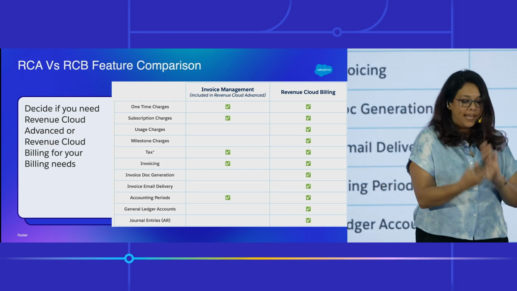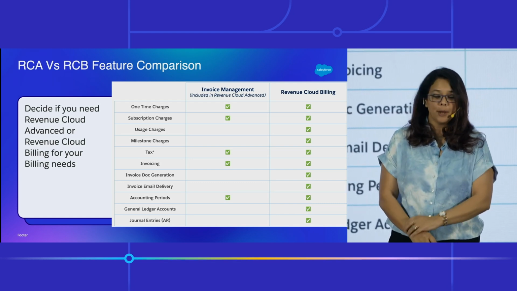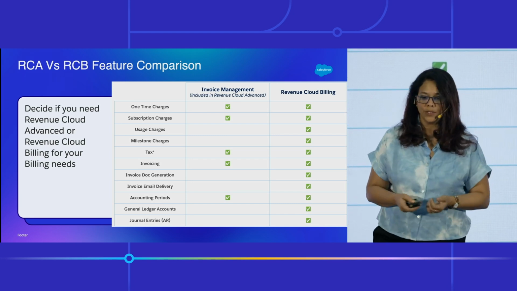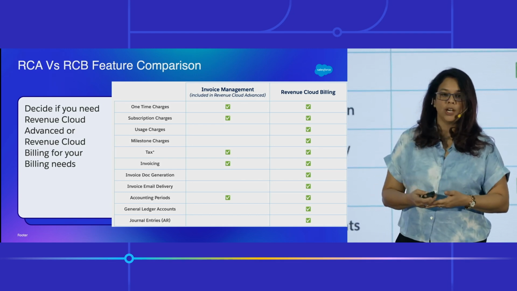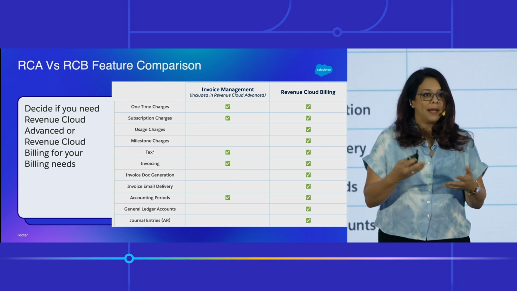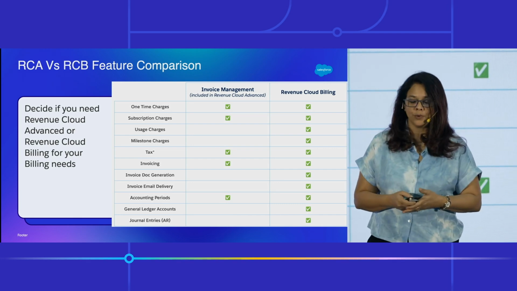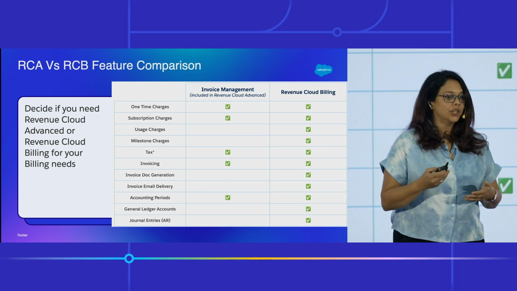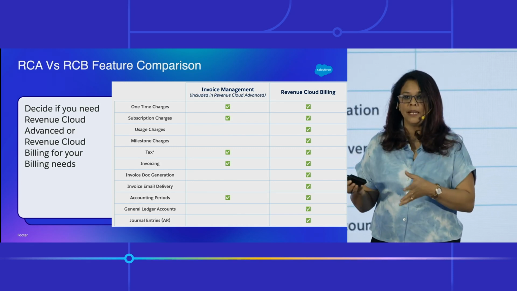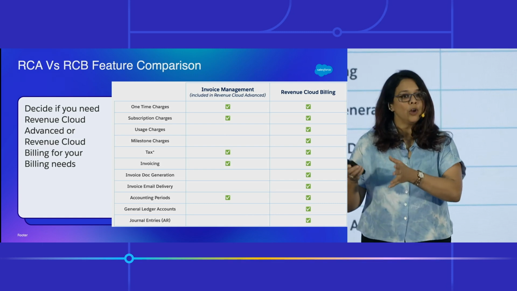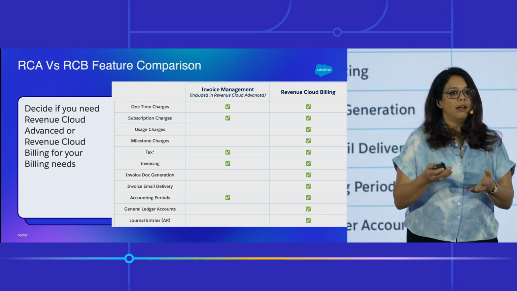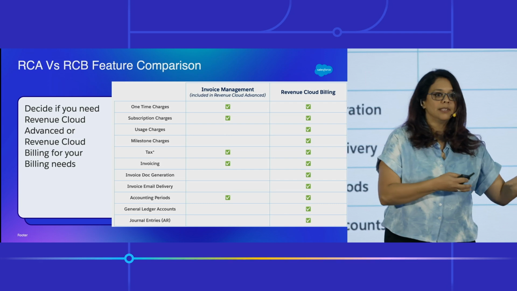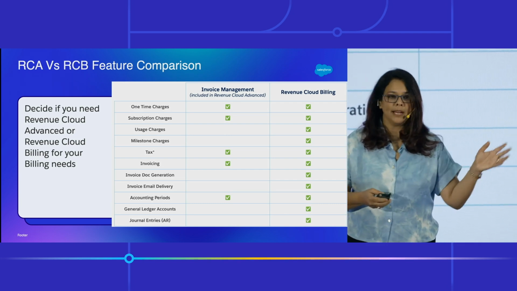RCA or RCB. RCA has invoice management, but RCB has a gamut of ways and different billing modules. Right. So you have usage billing, you have milestone billing, and we will see a demo of milestone based billing. We also have accounting periods, general ledger, and journal entries. So a whole complete Revenue Cloud Billing, and Revenue Cloud Billing is also standalone. So you can use it separately without using Revenue Cloud Advanced, which is the CPQ and order management, etc.